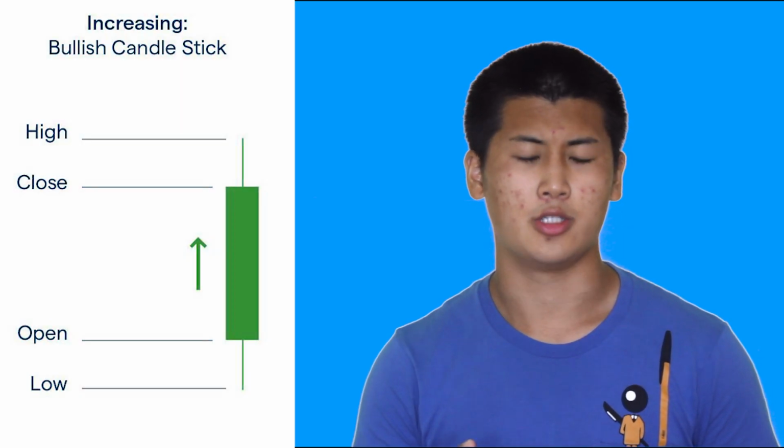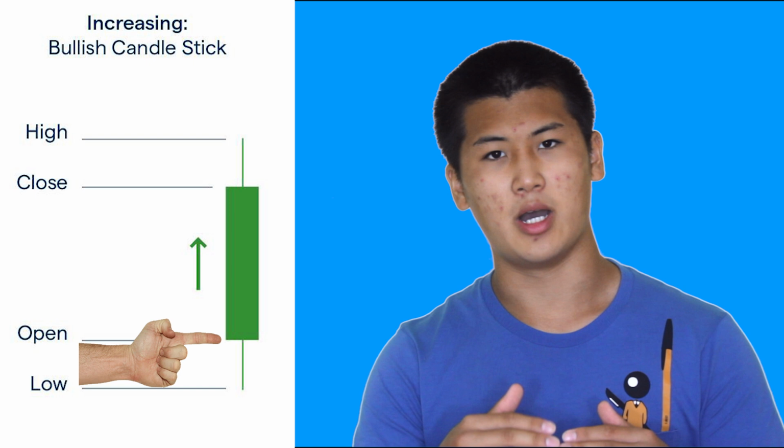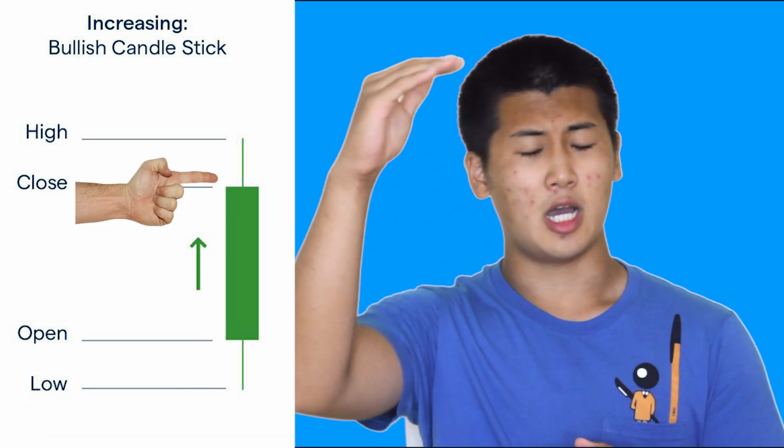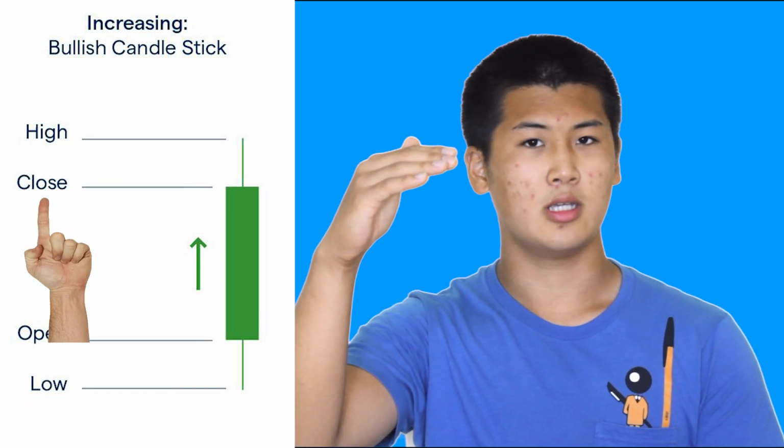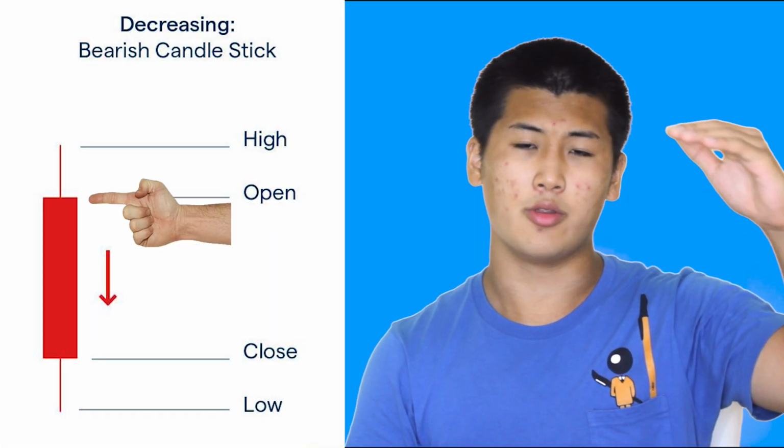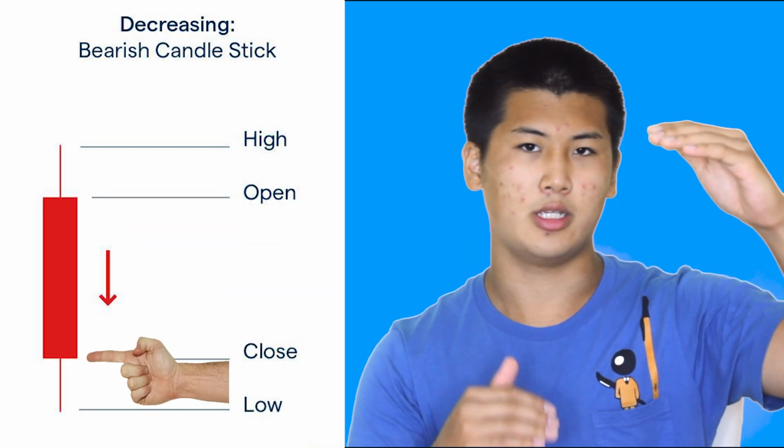A green candle means that a stock price went up during a certain time interval. So if a candle is green, that means the bottom part of the body is the opening price and the topmost part of the body is the closing price. Now the opposite is true with a red candle, because the top part is now the opening price and the bottom part is the closing price.